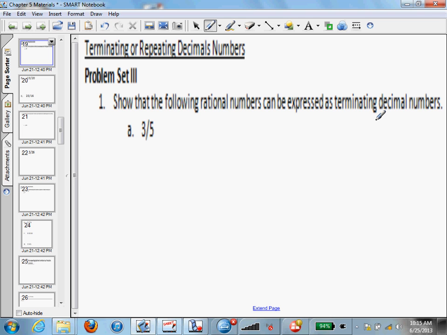Number A, we have 3 over 5. To express the rational numbers in decimal form, divide the numerator by the denominator. If you use a calculator or use long division, you will obtain the following results. That's what the book says.